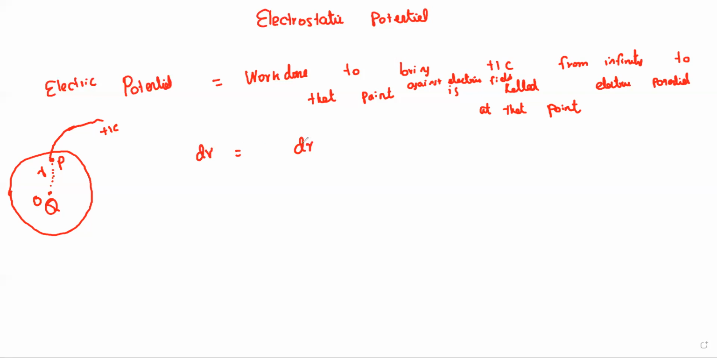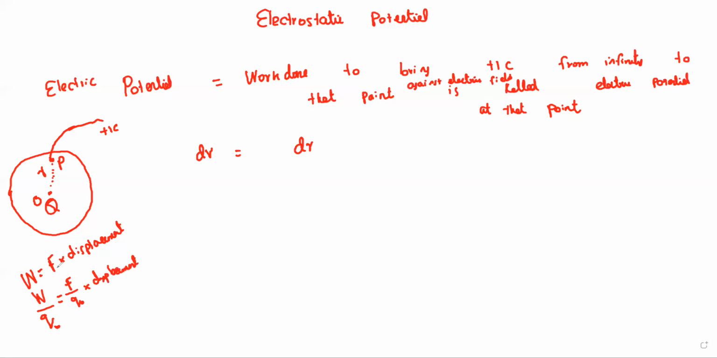To move a small distance dr, the amount of work done to bring 1 coulomb charge is equal to, we know the formula for work done. Work is equal to force into displacement. So here basically we are doing work to bring 1 coulomb charge. So basically what we are trying to find is the work done per unit charge. So that is force per unit charge into displacement.